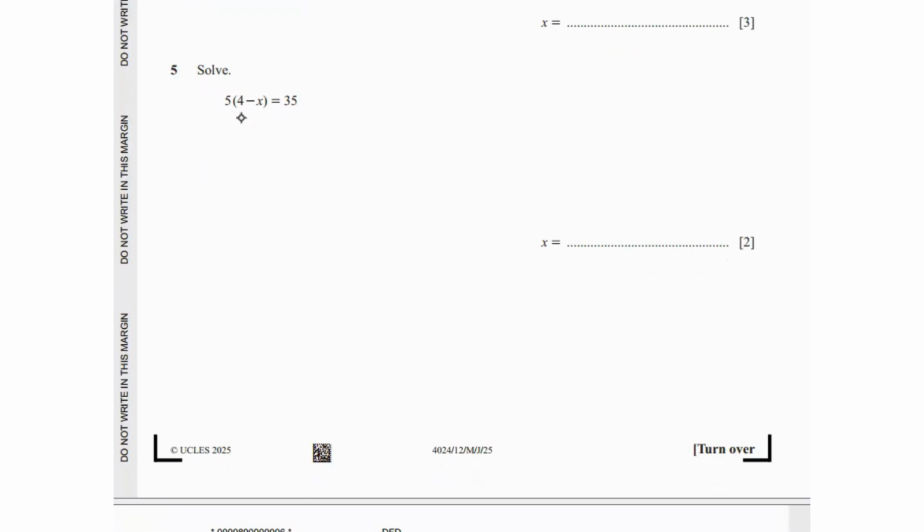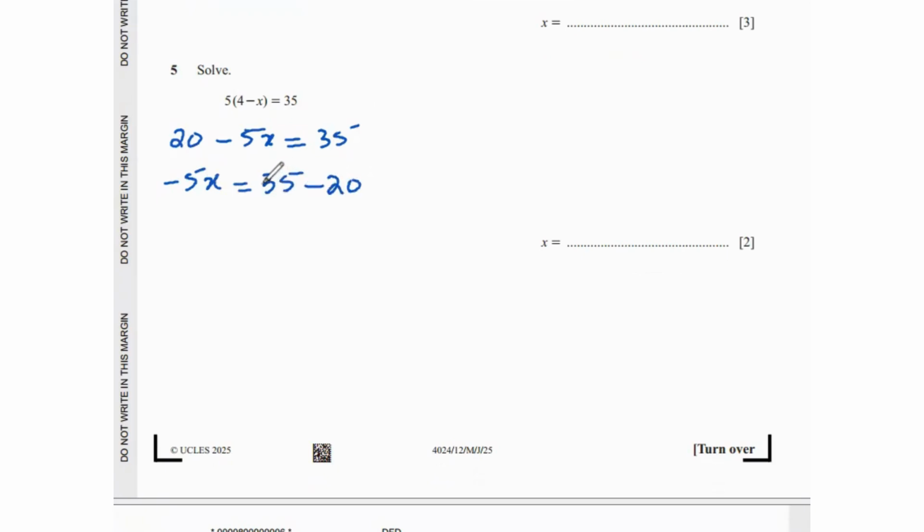Then it says solve 5 times (4 minus x) equals 35. So there are two ways of solving this. First step is that you can expand the bracket. So 5 times 4 is 20 and 5 times x is negative 5x, equals 35. Then we're going to take 20 to the other side. So negative 5x equals 35 minus 20.